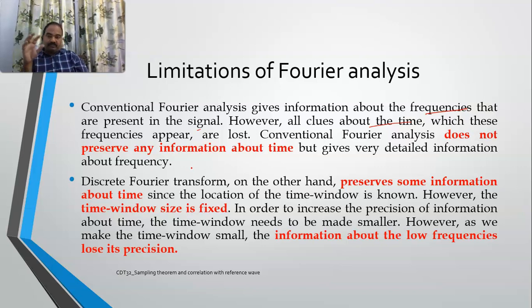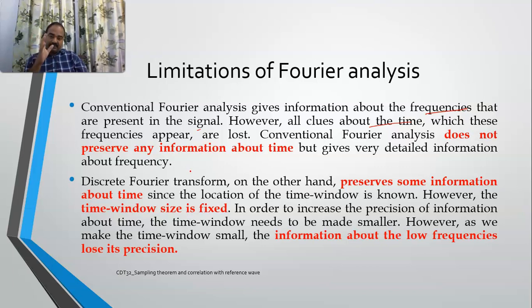So whenever you perform Fourier analysis, you can resolve your waveform into different sine and cosine terms, but which component is appearing at which time, that information is completely not available. Your Fourier analysis will not preserve that information. But regarding frequency, which frequency components are present, that data you can get.